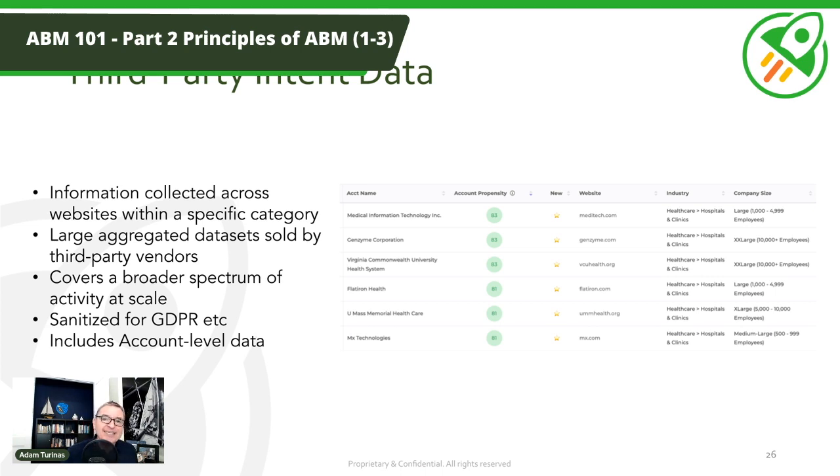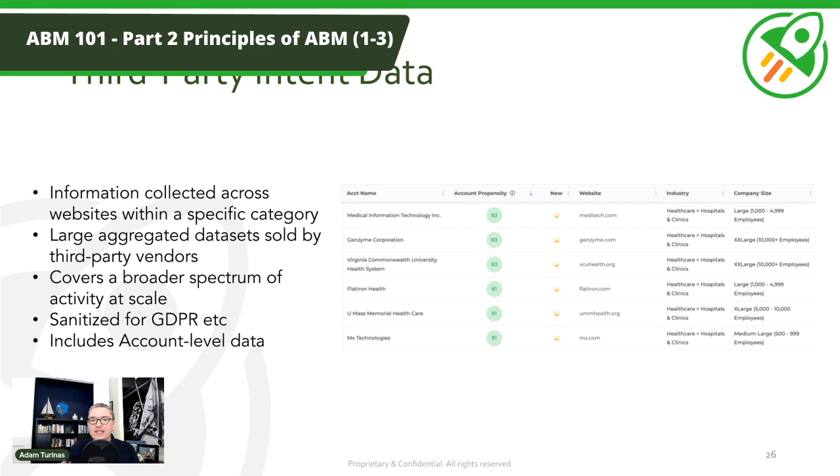The third one, and this is where it gets really sexy, is third party intent data. Third party intent data looks at buying signals across thousands of different websites and aggregates those buying signals in a way that allows you to identify which accounts have a high likelihood of being in market for what you do.